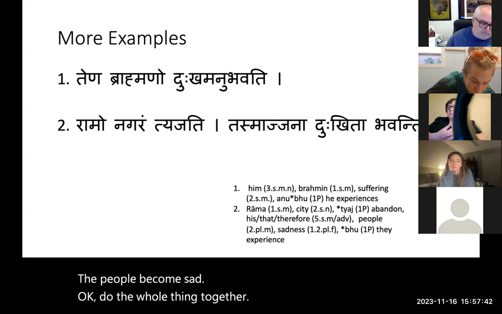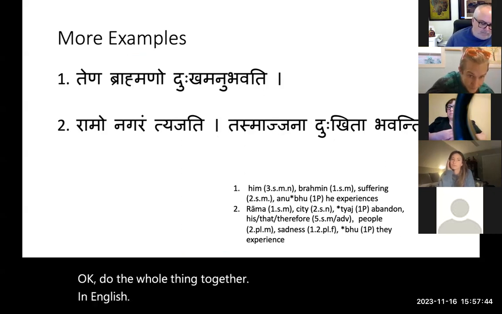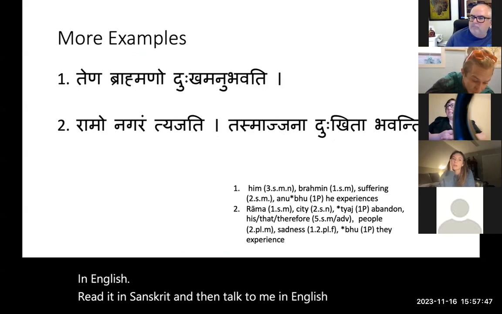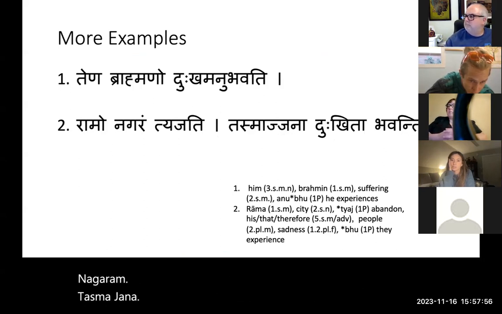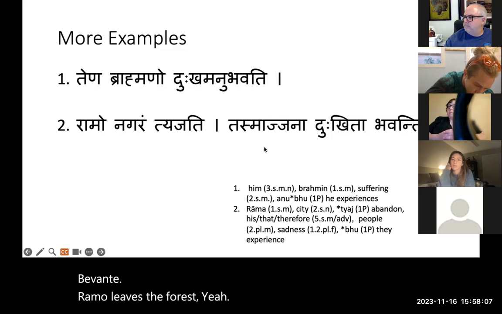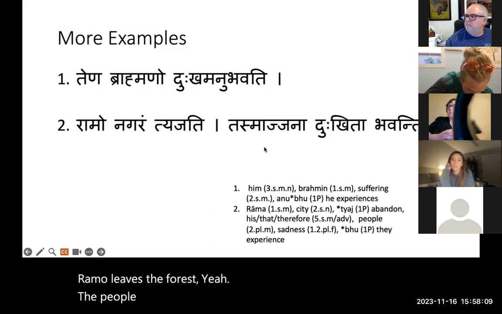Read it in Sanskrit and then tell it to me in English. Ramo nagaram tyajati, tasmaj jana dukita bhavanti. So Rama leaves the city. The people all become sad from his leaving, from him leaving. Or because of that.